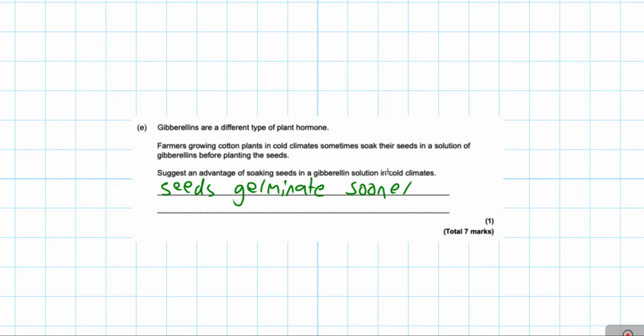So why is this good? Seeds germinate sooner because it's a cold climate. You're not going to have as long a growing season. Your summers are going to be quite short, so the seeds germinate sooner to allow a longer period to grow. Okay, and that's question 1.